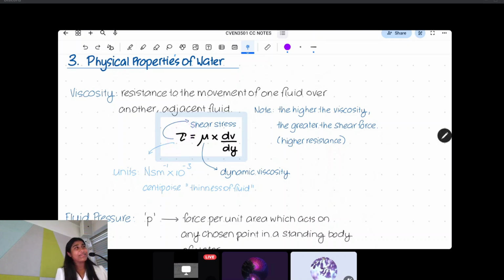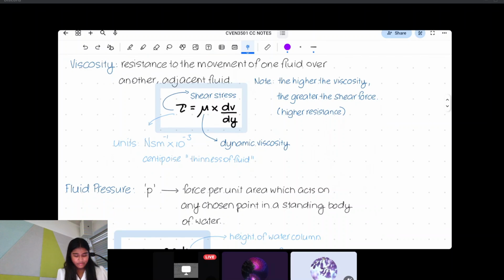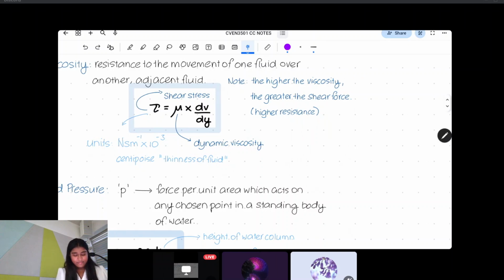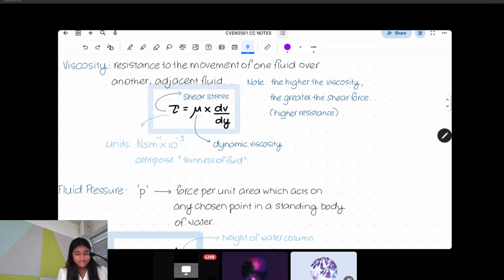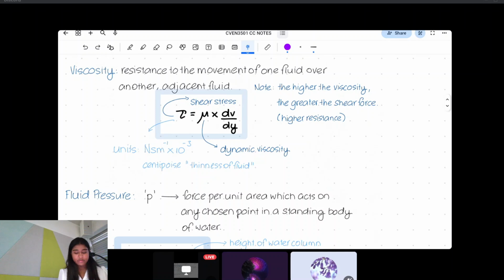I do know what it's called, but I'm forgetting it right now. It's tau, thank you very much. So that is your shear stress. Your dynamic viscosity down here, that's what you're measuring. Like I said, the resistance to movement of one fluid over another.